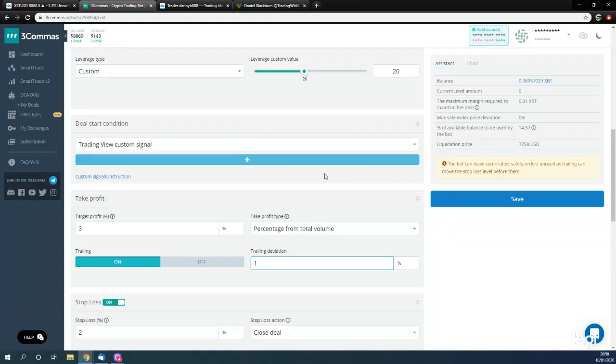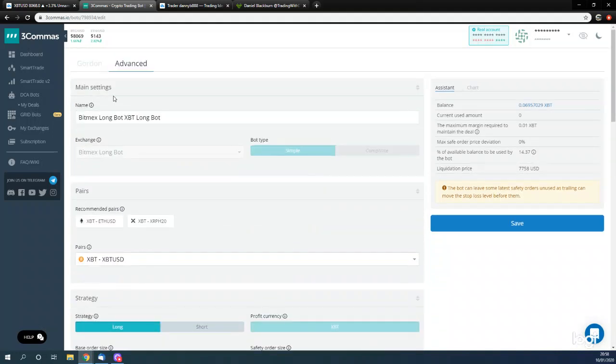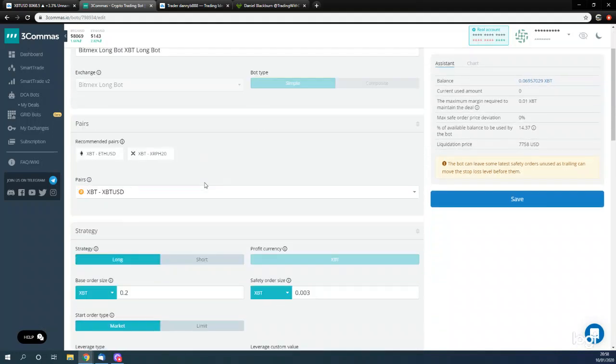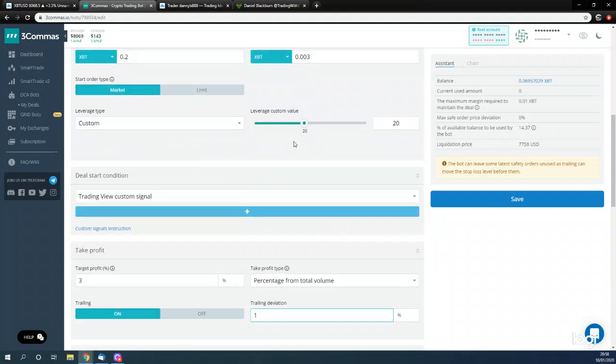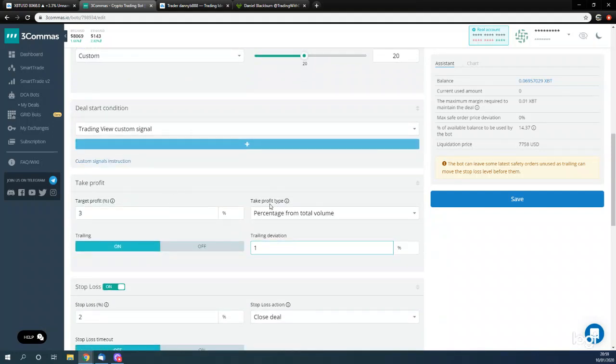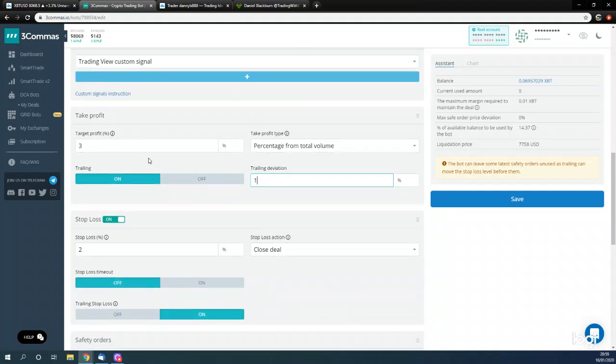these are the settings for the long bot, the bot that goes long, a long strategy: the base order size, the leverage, and the TradingView custom signal, which is those sells and buys. When they fire off, that's what starts my bot. That's the deal start condition. So that signal shoots from my TradingView to 3Commas, and then 3Commas shoots over to BitMEX, and then buys the contracts for me.